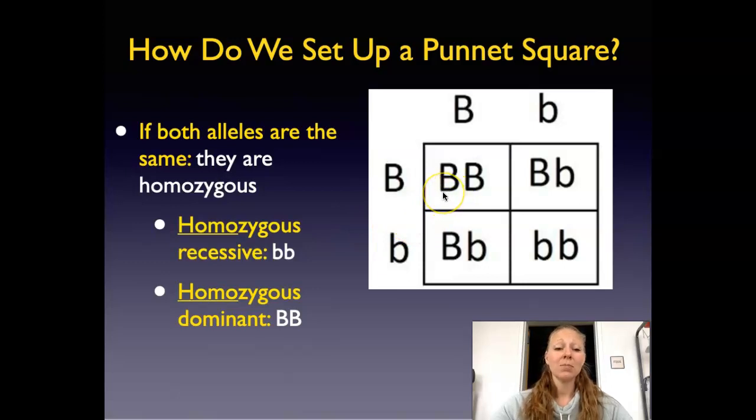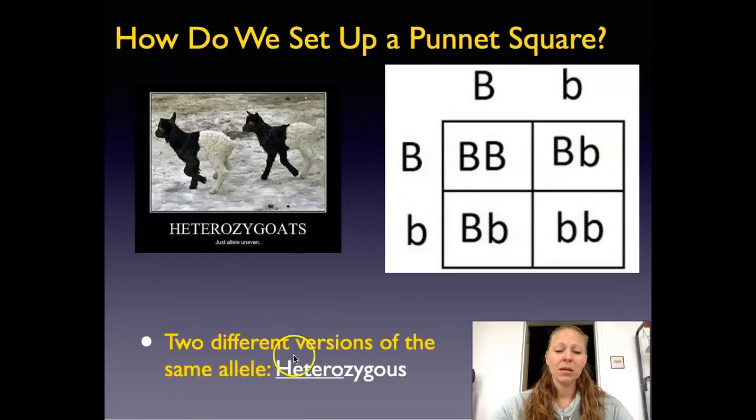Homo means same. So they can be homozygous recessive. This is homozygous recessive, little b, little b. They're both the same. Or they could be homozygous dominant. So we have big B, big B. They're both dominant. They're the same dominant. So if homo means same, then hetero means other. So heterozygous is going to mean that we have both or other. They're different. So big B, little b. These alleles right here are heterozygous. Or if an offspring was born with big B, little b, they would be heterozygous.